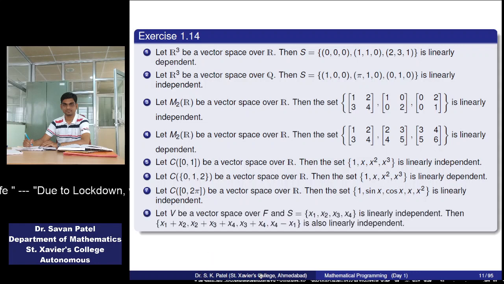Let V be a vector space over F and x1, x2, x3, x4 be linearly independent. Then the set x1 plus x2, x2 plus x3 plus x4, x3 plus x4 and x4 minus x1 is also linearly independent. You can make several such other sets which can be treated as linearly independent.